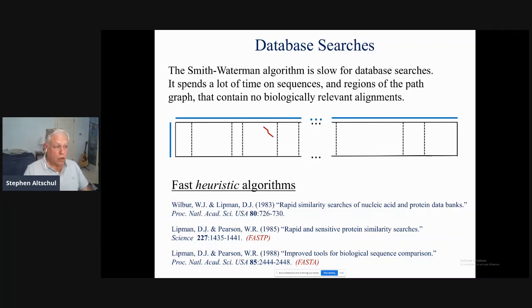And so a number of fast heuristic algorithms were developed during the 1980s to do these database searches, heuristic in that they were not guaranteed to find you the best solution, but had a very good chance of doing so. In a database search, one might be looking for just this one similarity, this match to one sequence in the database, and all the time that you're spending searching all the rest of the database is sort of wasted, and so one wanted to speed things up.